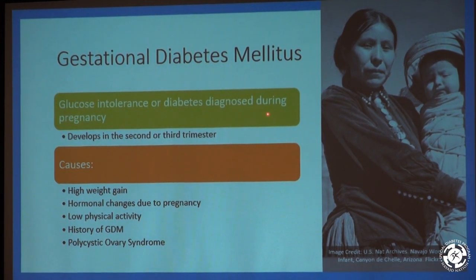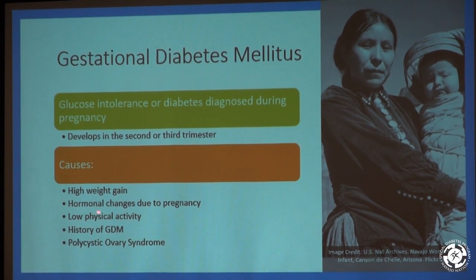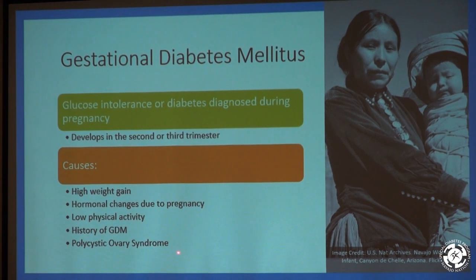Or diabetes diagnosed during pregnancy. So this happens when the woman is pregnant, and it usually develops in the second or the third trimester. And the causes of this is usually high weight gain, hormonal change due to pregnancy, low physical activity, a history of gestational diabetes mellitus, or polycystic ovary syndrome.